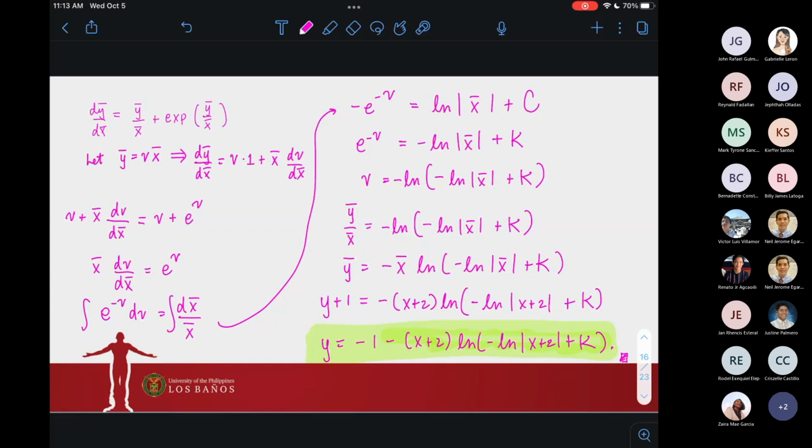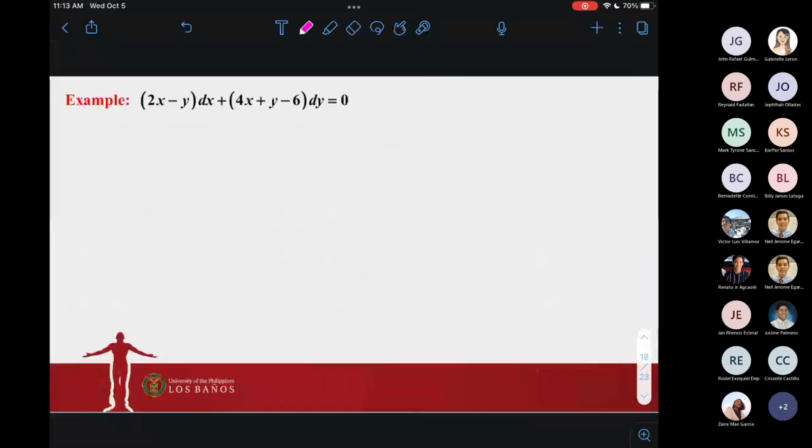Okay, for the last 7 or so minutes, let's start another example. Okay, ito naman. 2x minus y dx at saka 4x plus y minus 6 dy. Okay, so I'll try to write it in the form dy over dx equals a function of a1x plus a2y plus a3 all over b1x plus b2y plus b3 para makita ko ano yung linear system na kailangan kong isolve para ma-reduce siya into an ODE with homogeneous components.